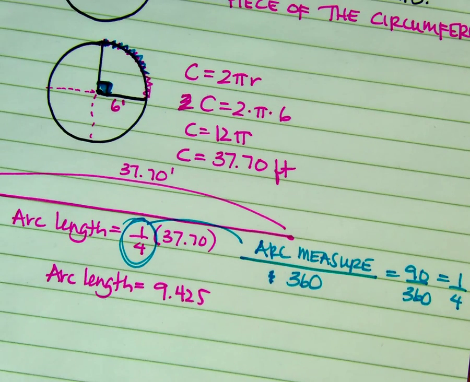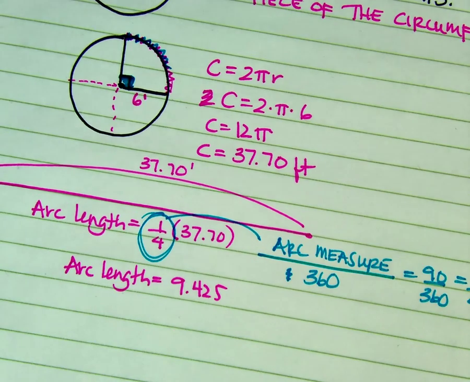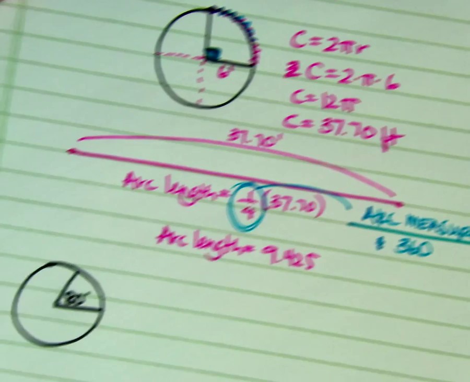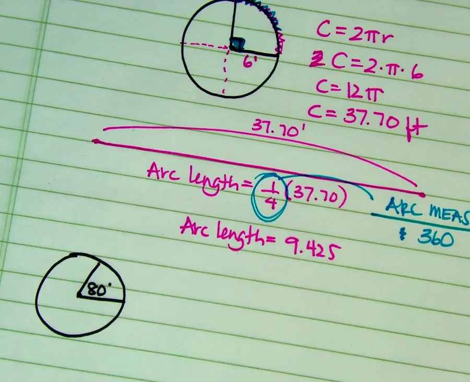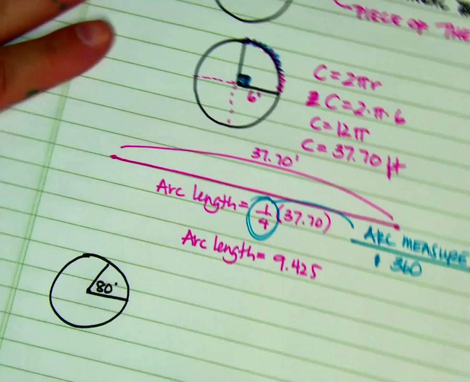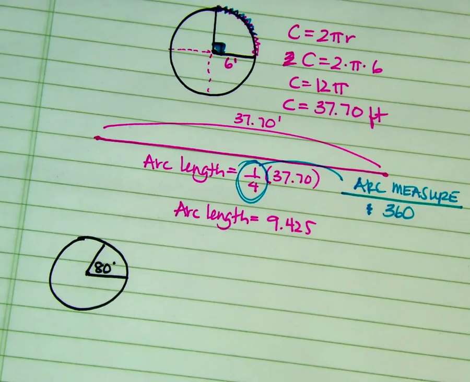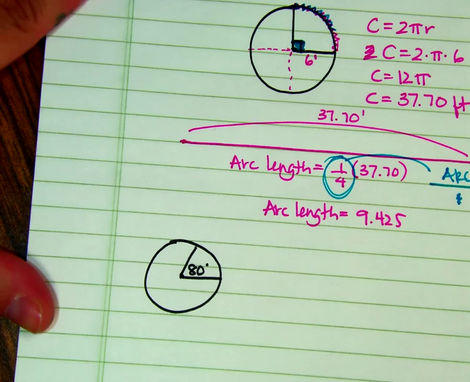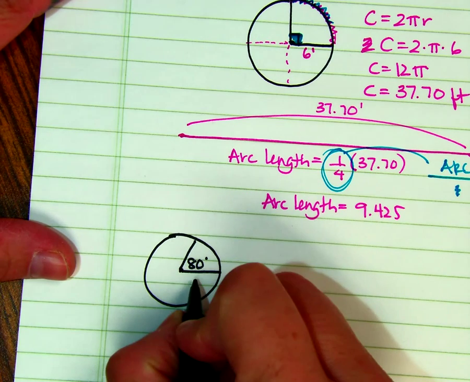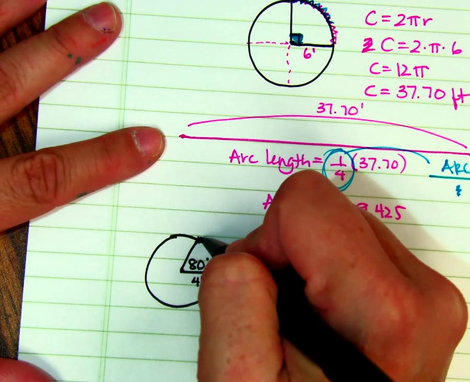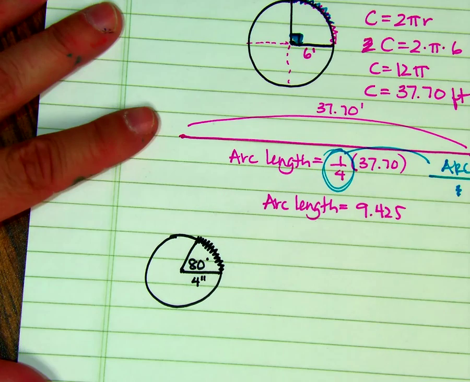So let's say I don't have something nice and neat like that. Say I have a circle. And this is 80 degrees. Okay, so I have a circle and it's 80 degrees. Get this situated here. Okay, and I know that the radius is 4 inches. So I just want to know how much is this arc length right here.